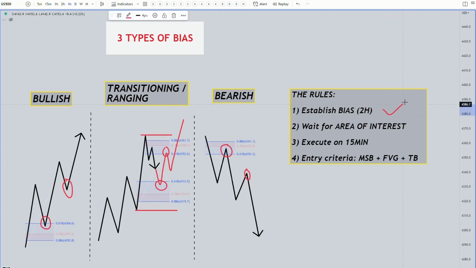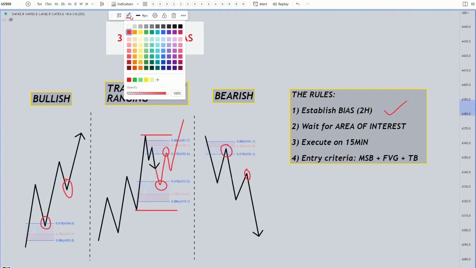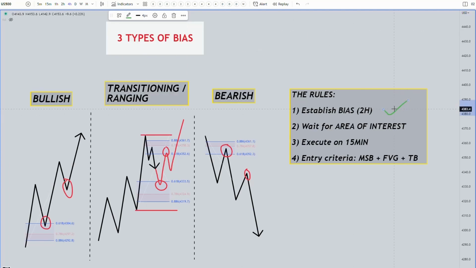I did establish a bias. In this case, we are ranging, so I am allowed to short and long, being within a target box. And secondly, I waited for my area of interest to be hit.